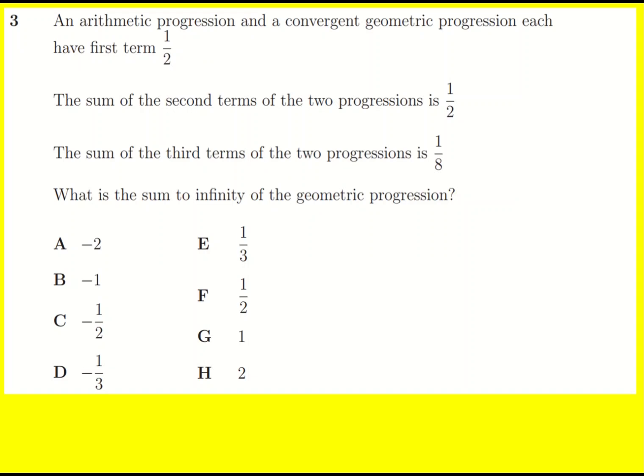An arithmetic progression and a convergent geometric progression each have first term a half. The sum of the second terms is a half, and the sum of the third terms in the progressions is 1/8. Well, let's first of all look at the arithmetic.